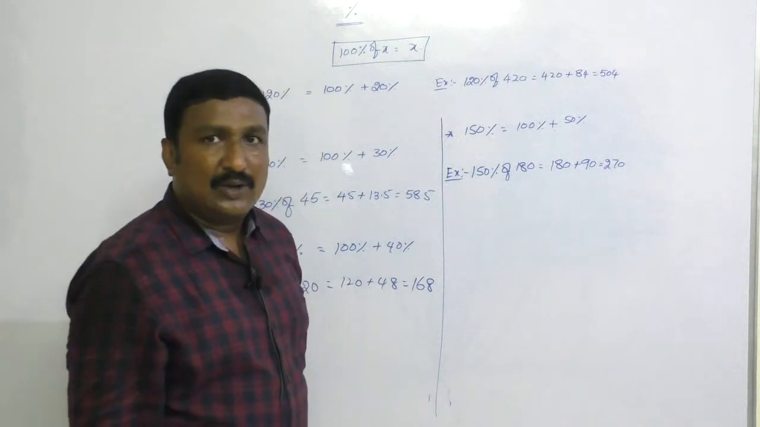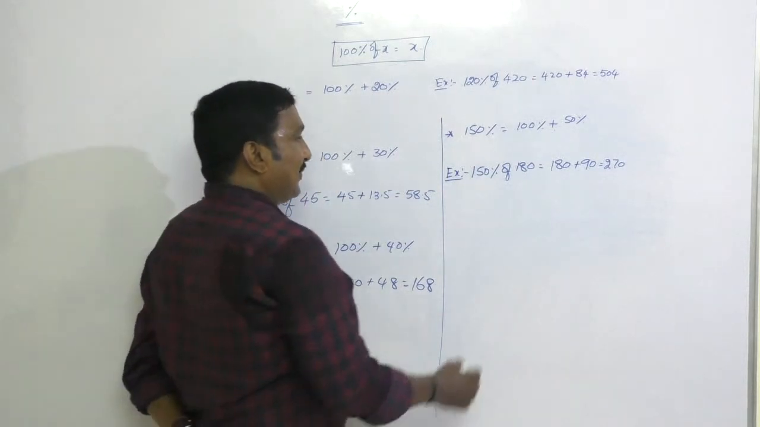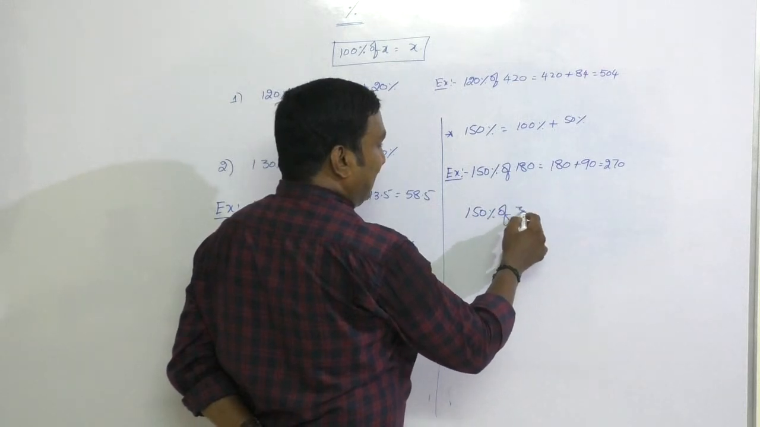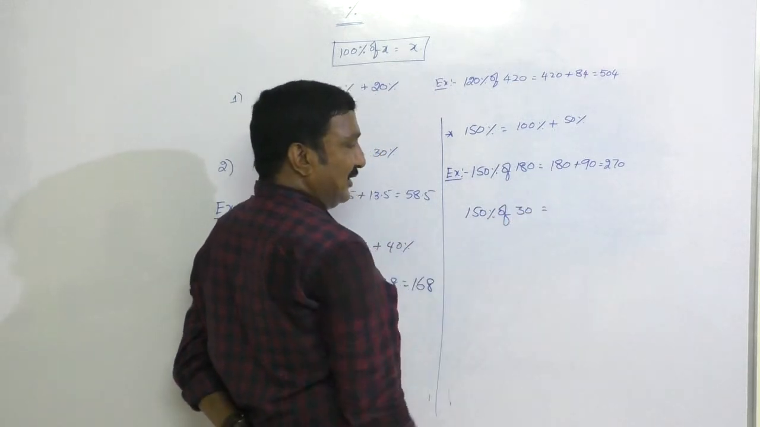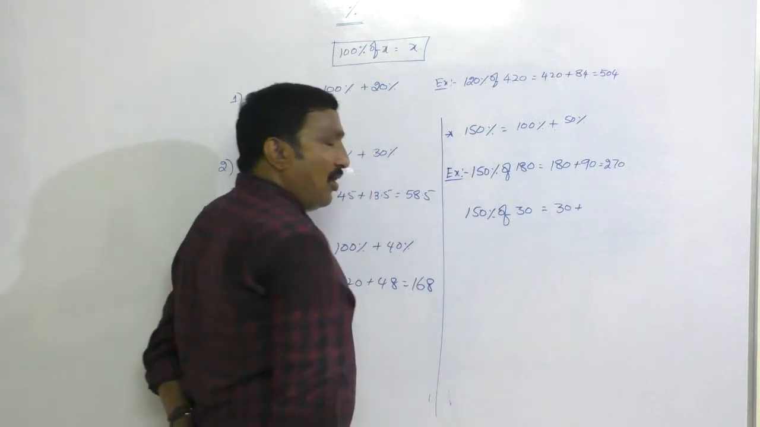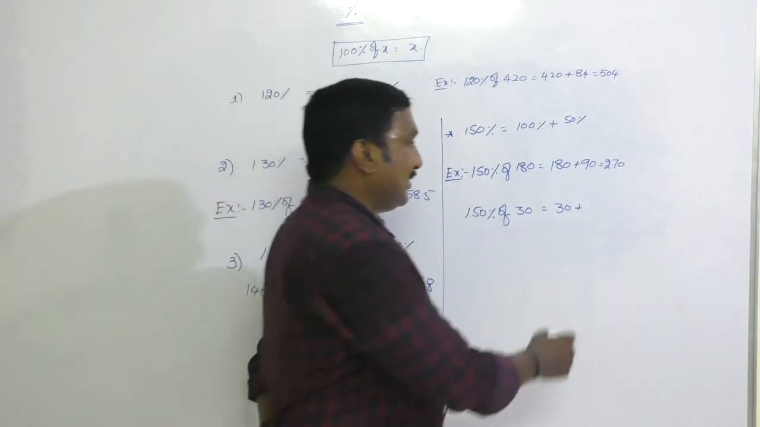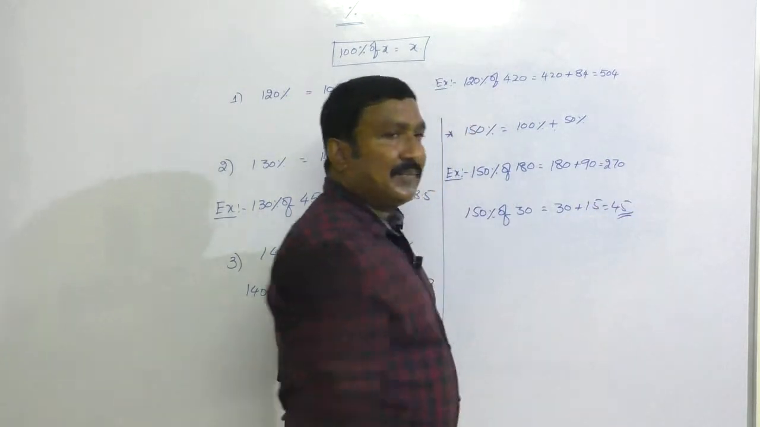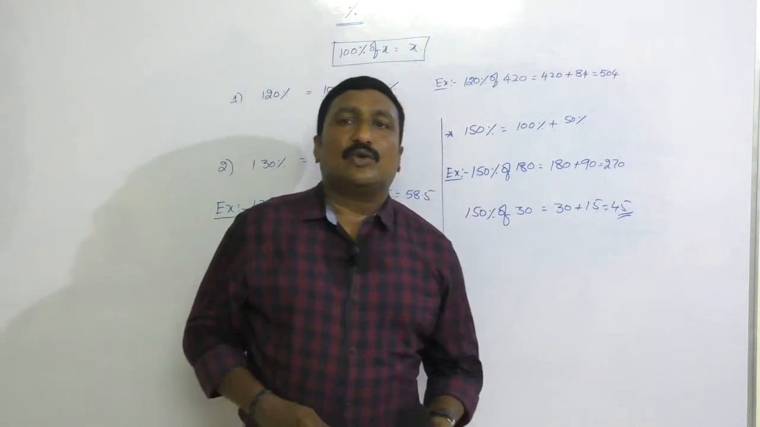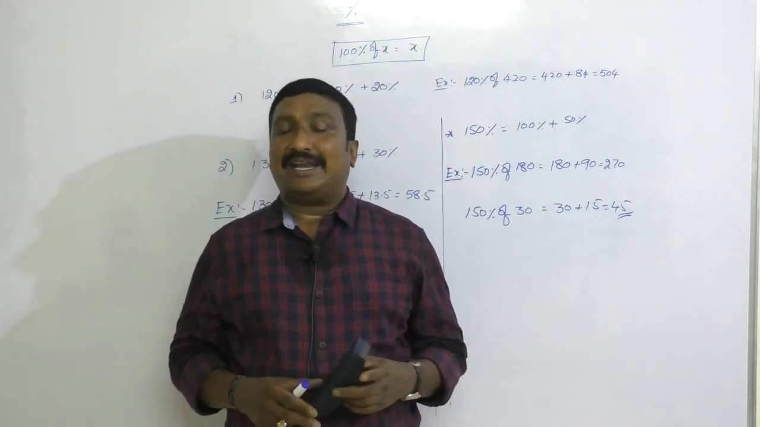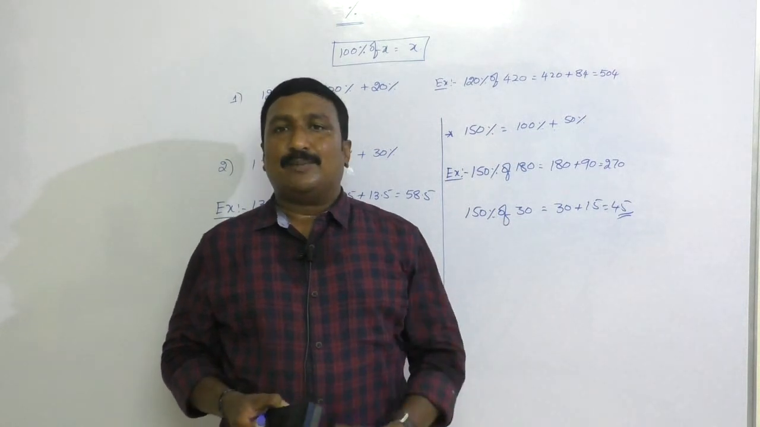So 180 plus 90 is 270. Okay friends, similarly I want to calculate 150% of 30. 100% of 30 is equal to 30 and half of 30 is equal to 15. So the answer is 45. Clear friends? So we got how to calculate percentage values from 10% to 150%.